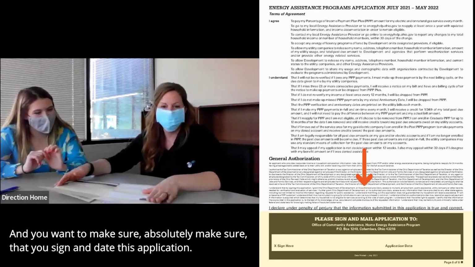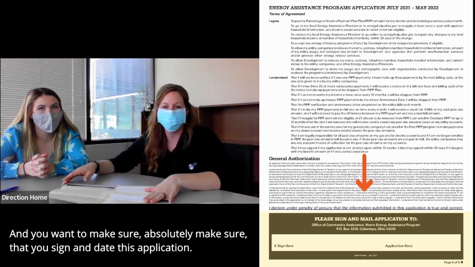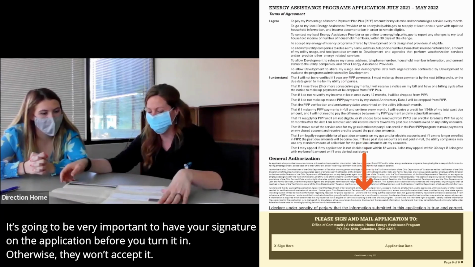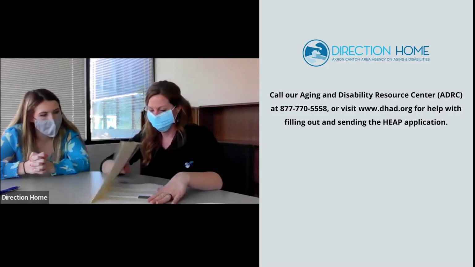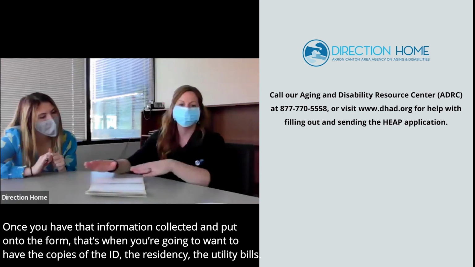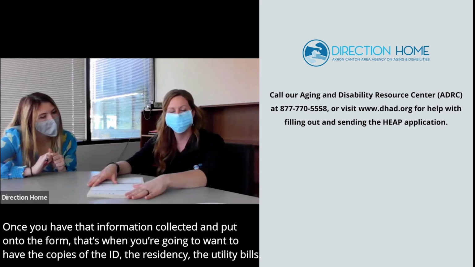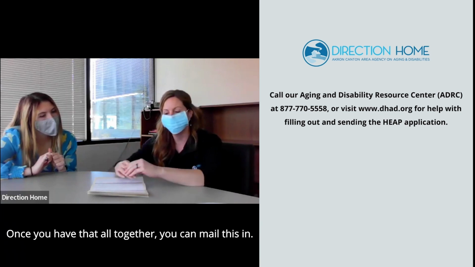And you want to make sure, absolutely make sure that you sign and date this application. It's going to be very important to have your signature on the application before you turn it in. Otherwise, they won't accept it. Once you have that information collected and put onto the form, that's when you're going to want to have the copies of the ID, the residency, the utility bills, and have that all together.